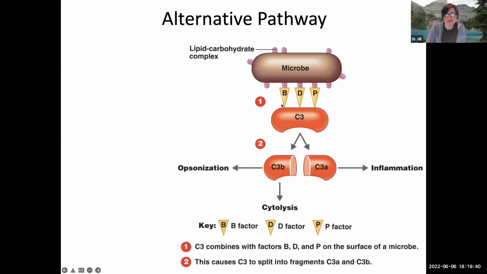That's right, Tao. It's factor B, D, and P. So here are these factors that can bind to these lipid carbohydrate complexes that are typical of bacteria. And these together directly activate C3, chop it in half, causing the whole complement activation process to begin. So we get cytolysis, opsonization, and inflammation.